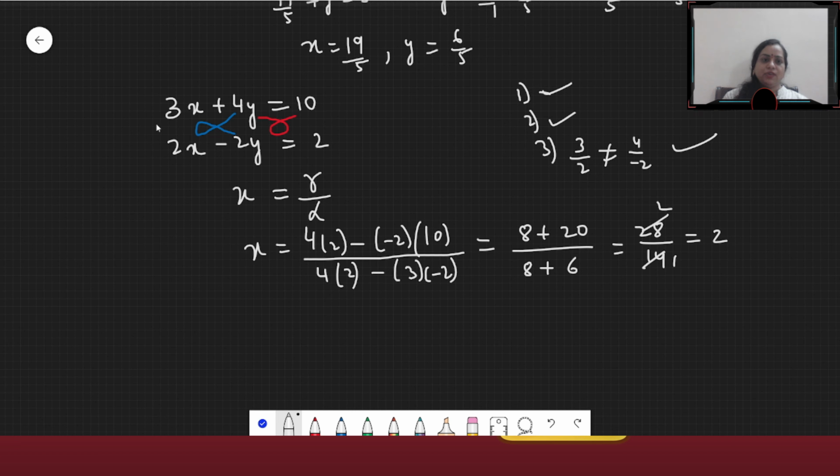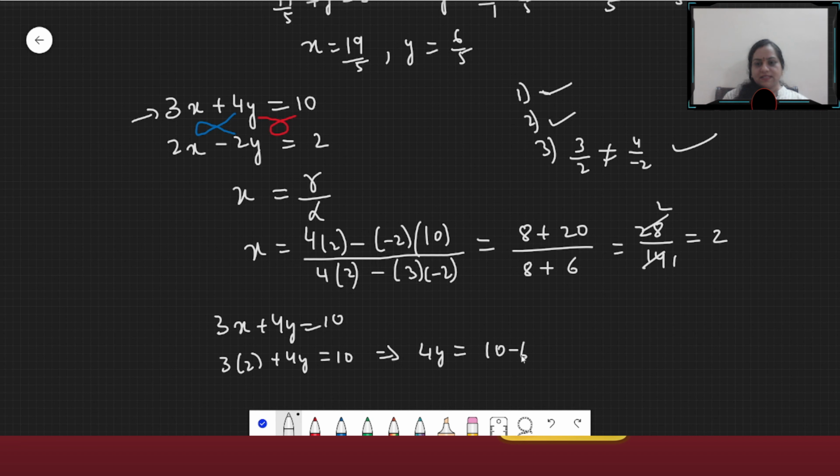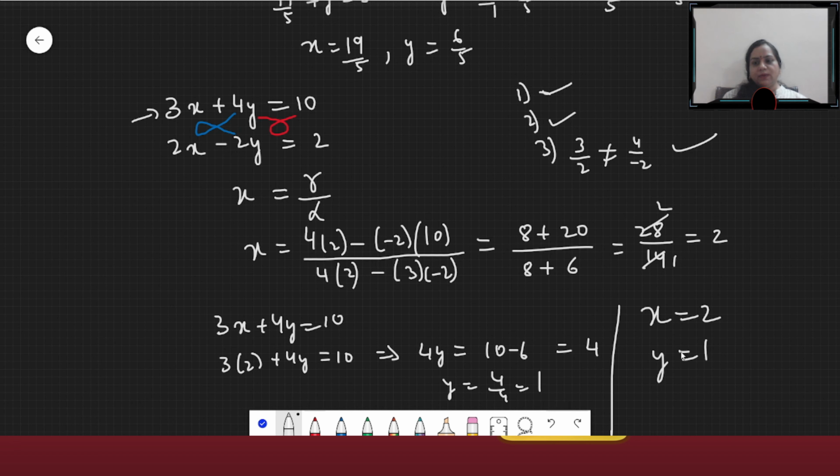Now substitute in any of the equations. Let's take the first equation, 3x plus 4y is equal to 10. We'll substitute the value of x here, so we get 3 into 2 plus 4y is equal to 10. What do we get? 4y is equal to 10 minus 6, which is 4. So y is equal to 4 by 4, which is 1. So in such small steps you have got the values of x and y: x is equal to 2, y is equal to 1. Within a few seconds you are getting the answer.